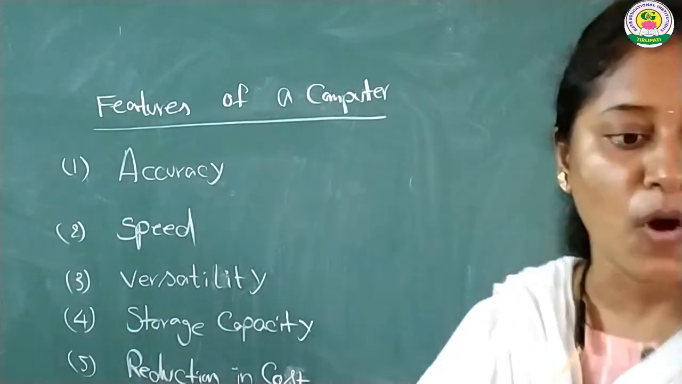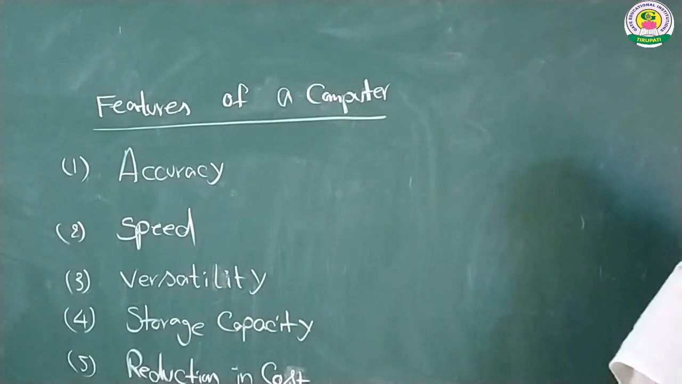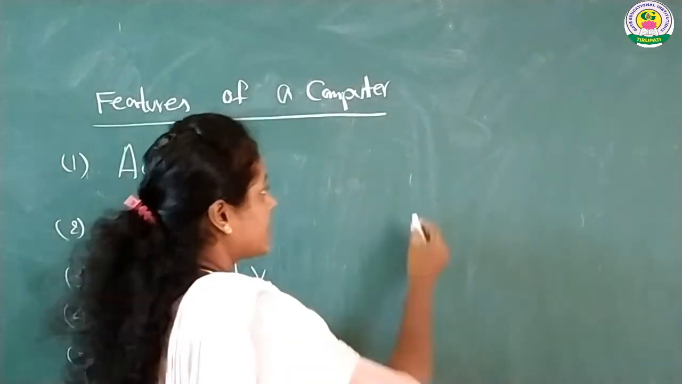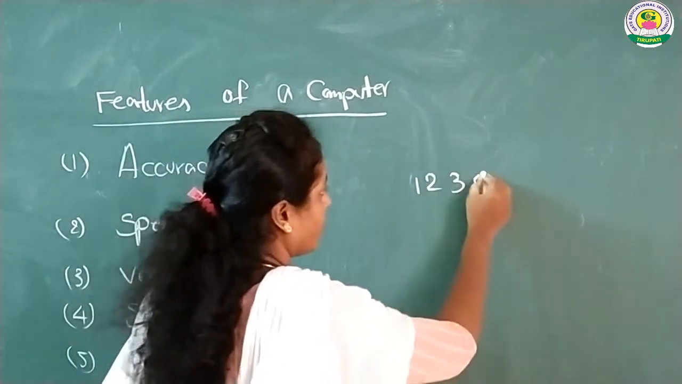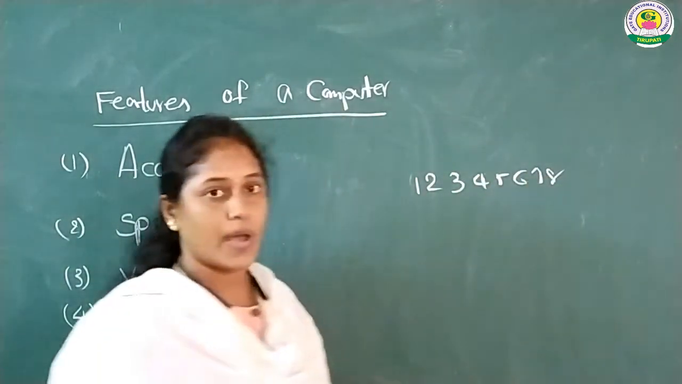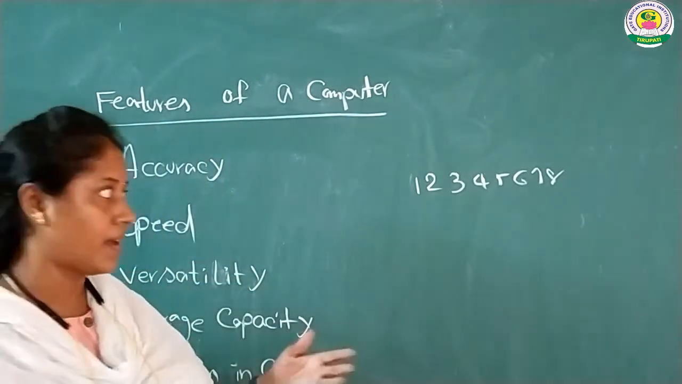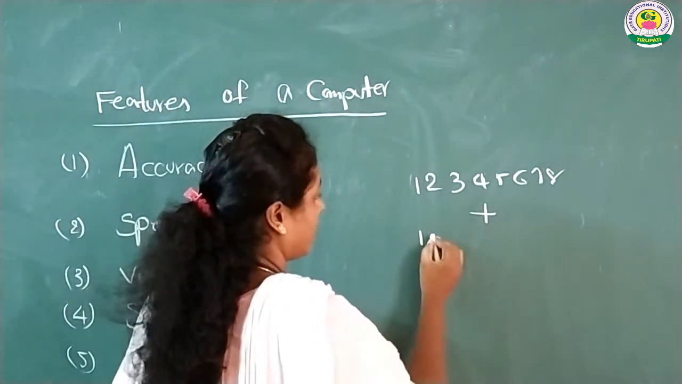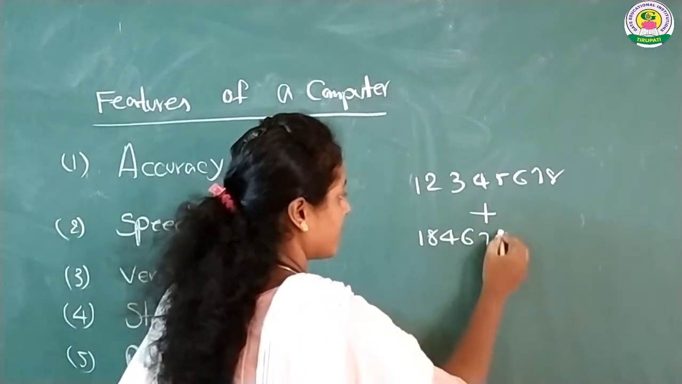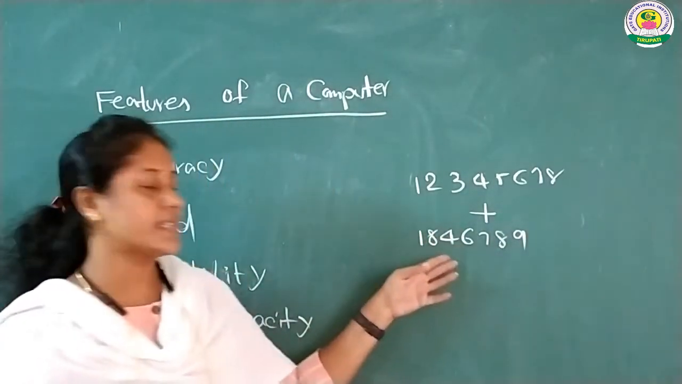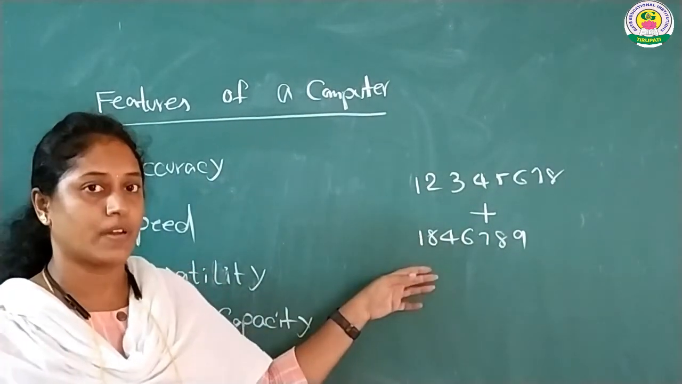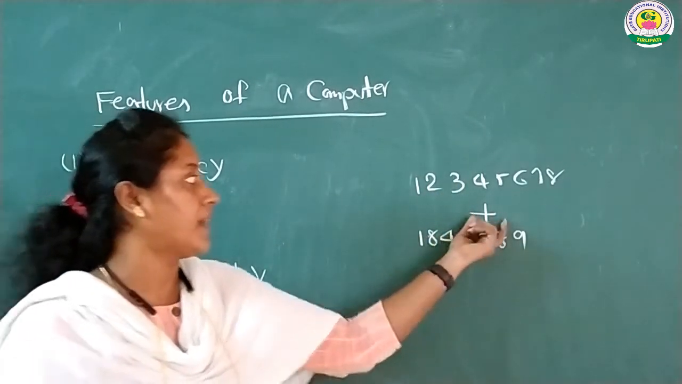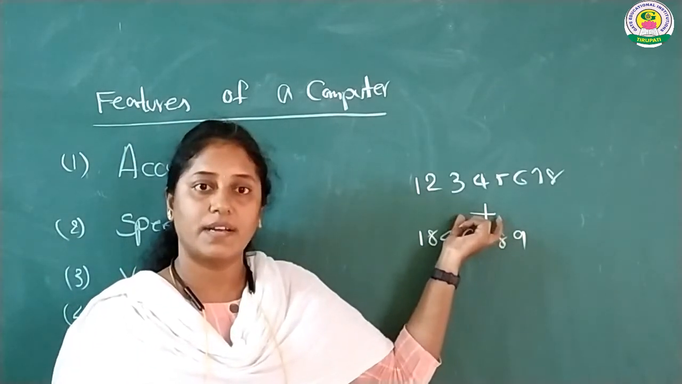Let me explain it with a small example. If I am going to add two numbers, for example, there is a number like this, 1 2 3 4 5 6 7 8. I am giving this number as input to the computer, and I am going to give another number, 1846789. So this is the other input I have given to the computer. My requirement here is adding these numbers, so I am also inputting another piece of data, that is the addition.